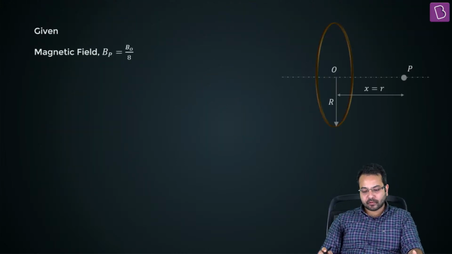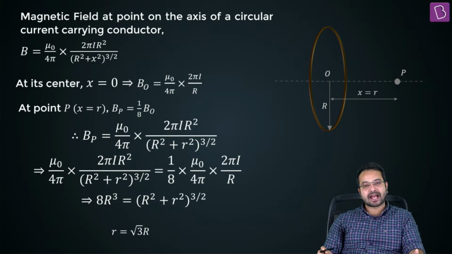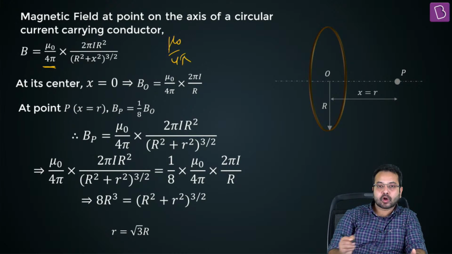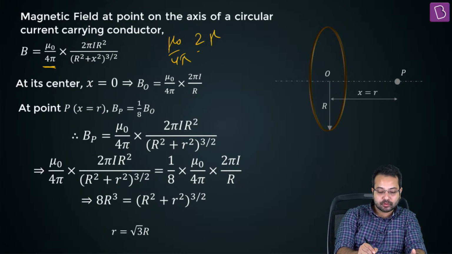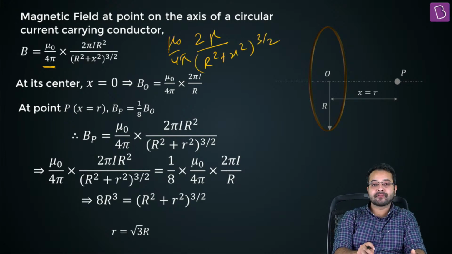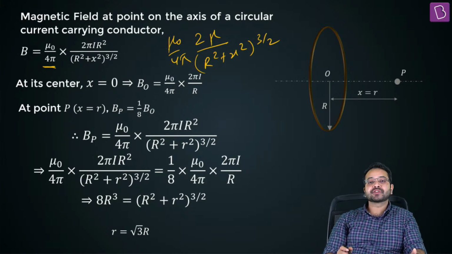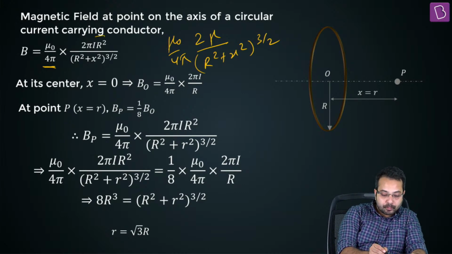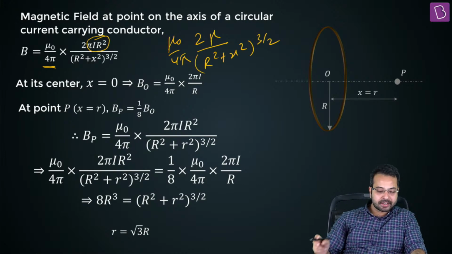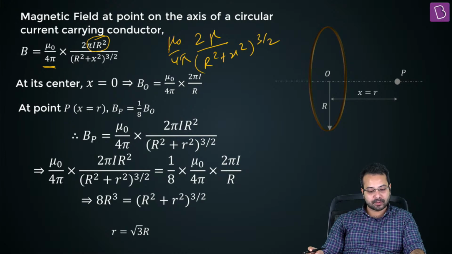Alright, so first of all, what is the magnetic field at the axis? It is given by mu naught upon 4 pi into, so a good way of remembering it is mu naught upon 4 pi into 2 mu upon (r square plus x square) to the power 3 by 2. Okay, so in the numerator we have 2 mu. So what is mu? Mu is the magnetic moment. So pi r square into I is going to become the magnetic moment, and in the denominator we have (r square plus x square) to the power 3 by 2.